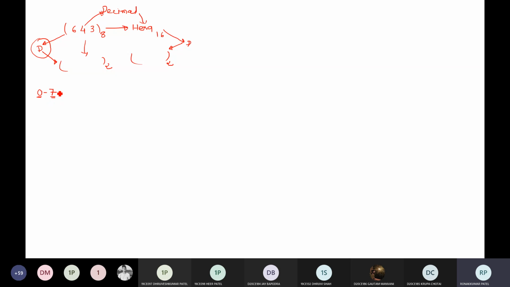Now if you represent 7, then 7 can be represented as 1 1 1. Binary representation of 7 is 1 1 1. If we represent 0, then simply 0. But the maximum number of binary digits required for octal is 3.